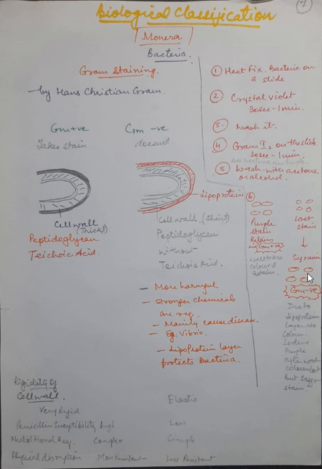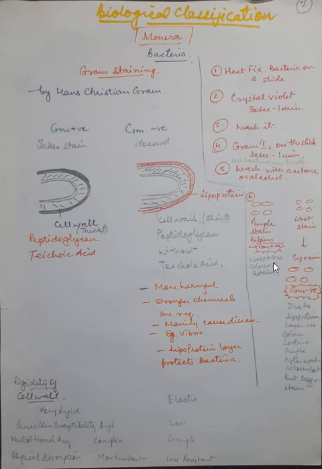Since there is a lipoprotein layer present, due to this lipoprotein layer no color is taken from this iodine purple, and afterwards when the color is lost, they take the safranin color. So this is the whole procedure of gram staining, and it helps in differentiating between gram positive and gram negative bacteria.